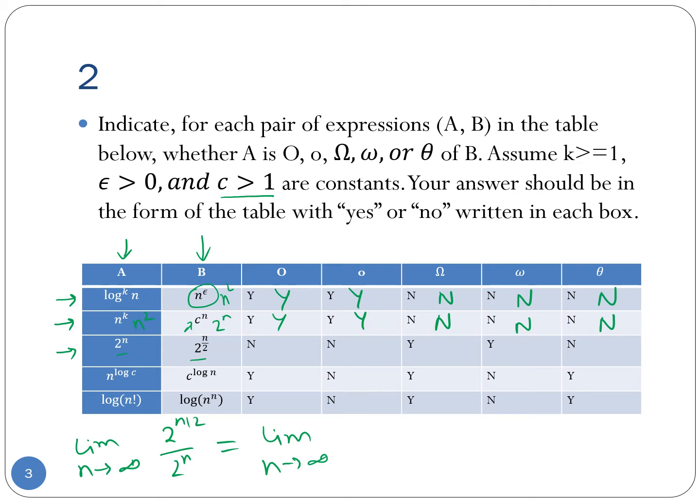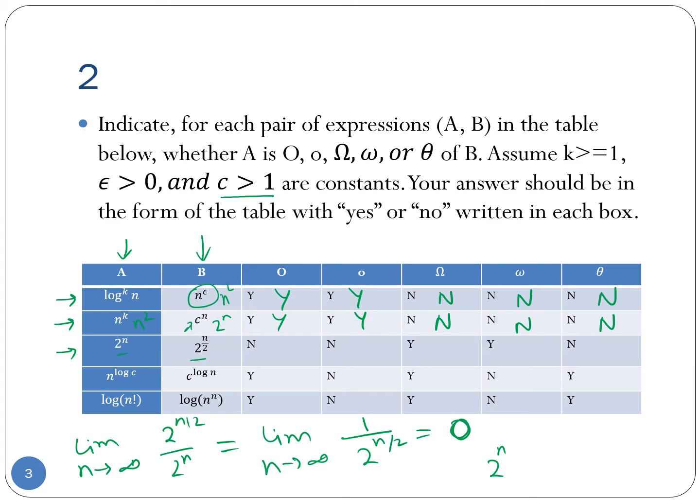So let's do the subtraction of the exponents. This will become 1 upon 2 to the power n by 2. Now as n tends to infinity, this will tend to 0. So basically what this means is 2 to the power n by 2 all right, let's write it the other way.